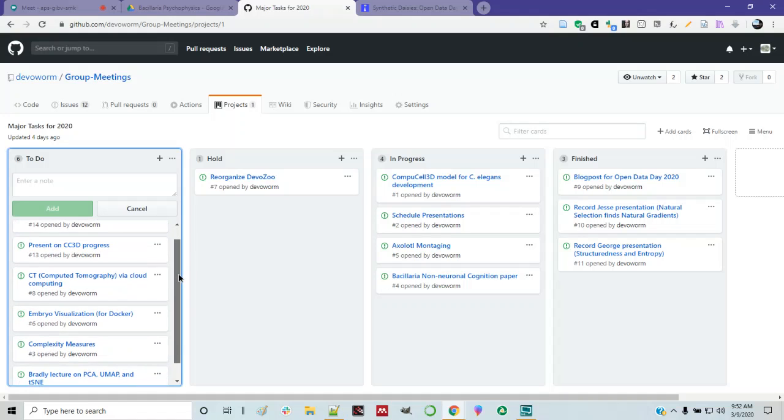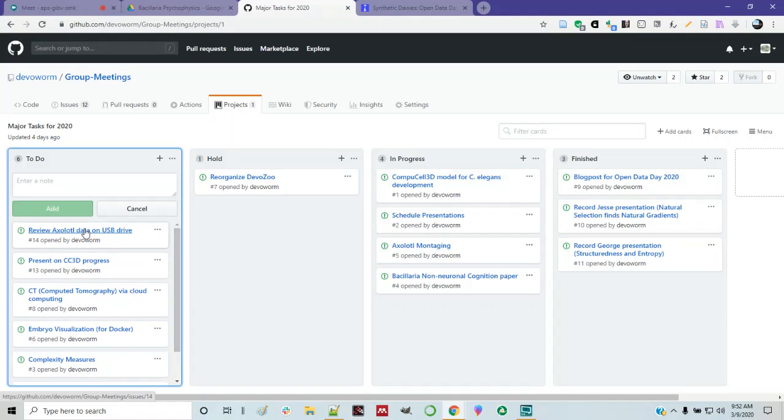And then on our to-do, we have review axolotl data. We have that already. Present on 3.3 CC3D progress. This idea of computed tomography via cloud computing is something Dick brought up a couple weeks ago, and no one took him up on it, but I'm bringing it up so that people might remember and maybe be interested in it again. If you want to do that, you can talk to Dick, and then we can talk about it in the meeting.